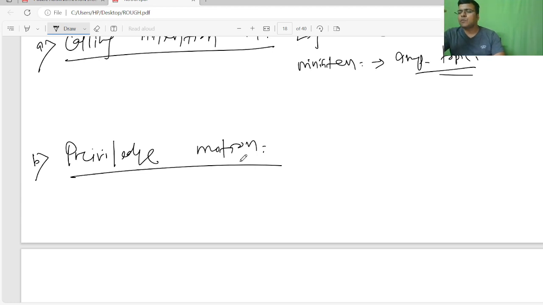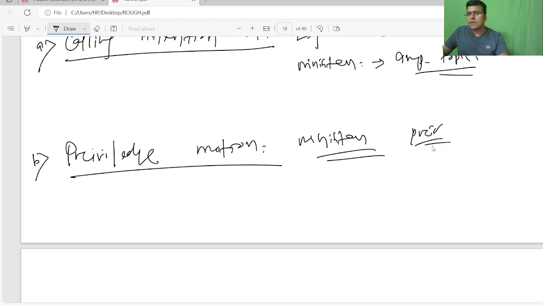Okay, privilege motion. Every minister has a privilege. Every administrator has a privilege. So if a minister or administrator misuses his privilege, then a privilege motion is initiated against him.